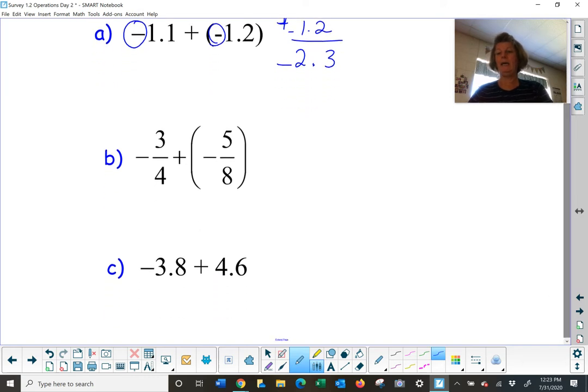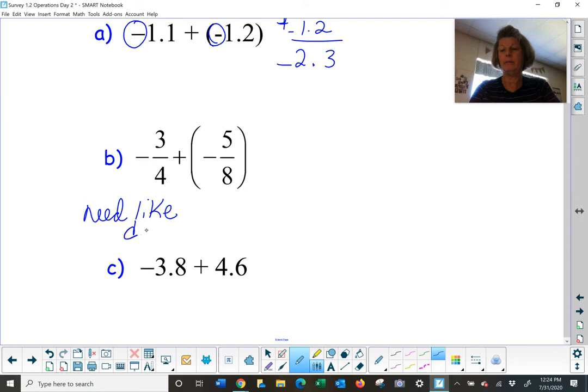For B, I have a negative added with another negative. Okay, so I'm going to get more negatives. And then I have 3/4 and 5/8. I need a like denominator. And what might that like denominator be? Well, I'm looking at the difference between a fourth and an eighth. What would they both go into? Well, they both go into eighths.